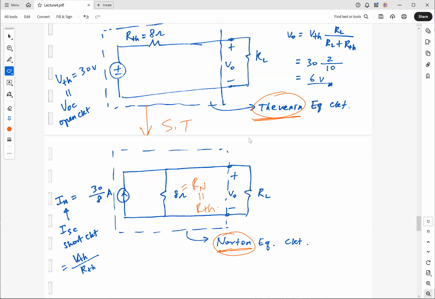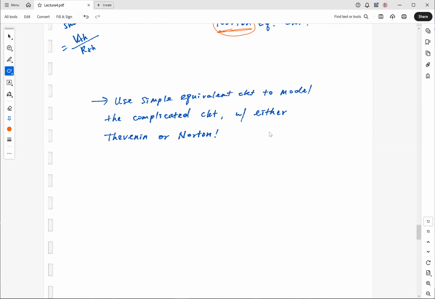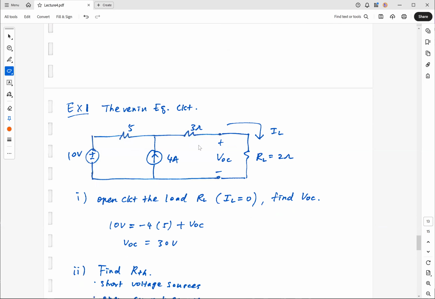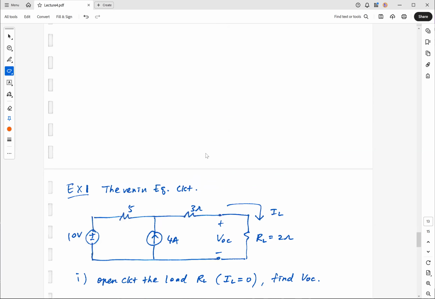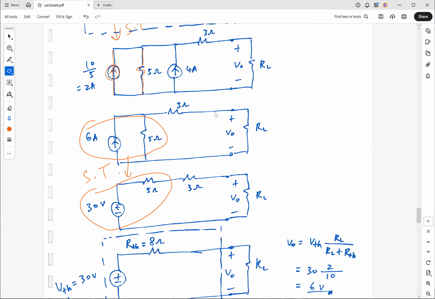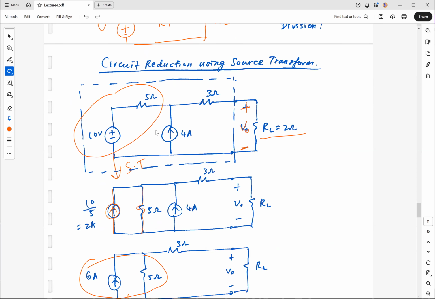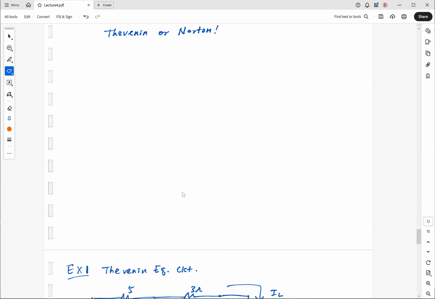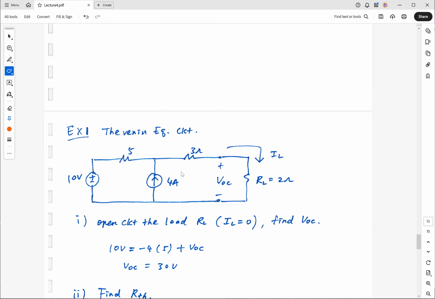So let's look at one example, and this example is actually the same as the very first example that I showed you over here. We're going to take this exact same circuit, 10, 4, 5, 3, copy and paste, and put it down here. And we are going to analyze the circuit using the Thevenin equivalent circuit approach for our first example.